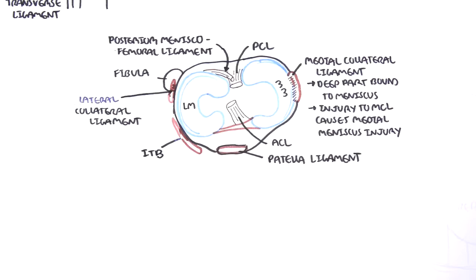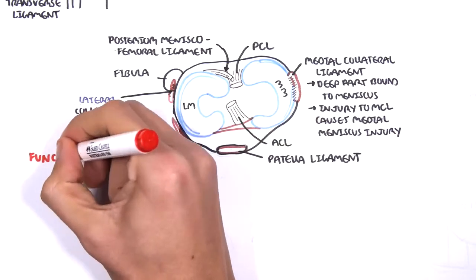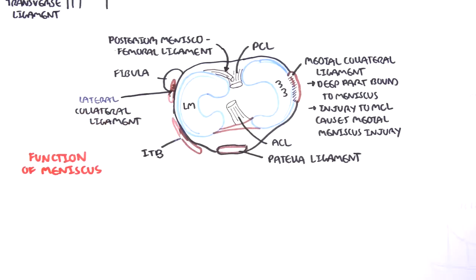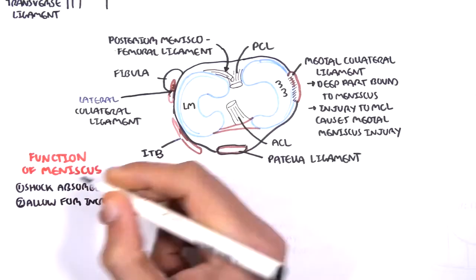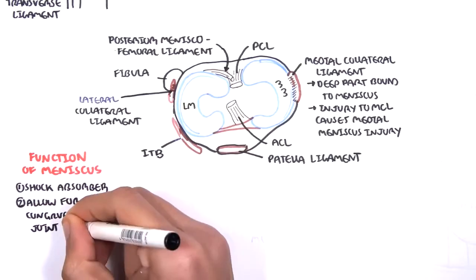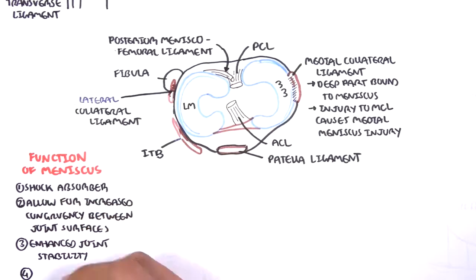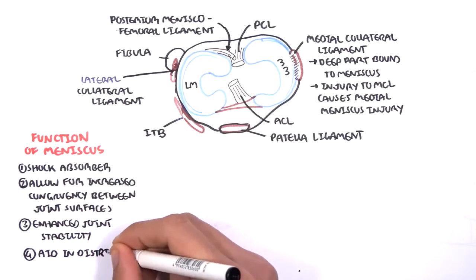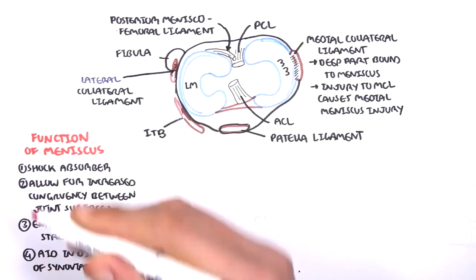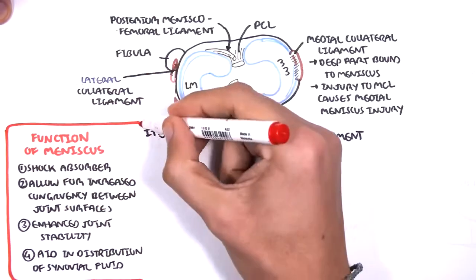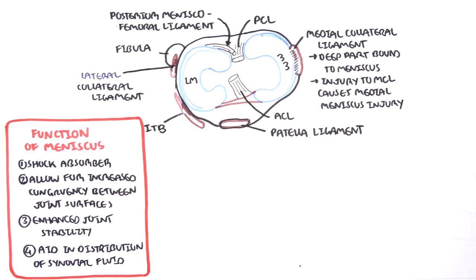Now let us talk about the function of the meniscus. There are four main functions. One, it absorbs shock, so it's a shock absorber. Two, it allows for increased congruency between joint surfaces. Three, it enhances joint stability. And four, it aids in the distribution of the synovial fluid. But remember two things if you can: one is that the meniscus is a shock absorber, and two, it helps in joint stability.